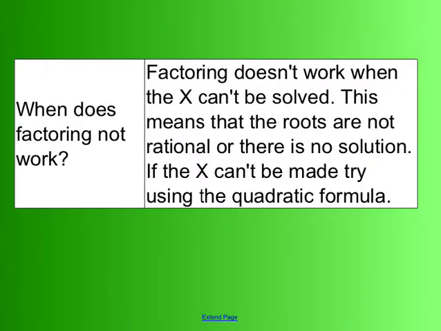So last but not least, let's just kind of sum up. So factoring doesn't work when the x can't be solved. So that means that the roots are irrational, or there's no solution. So there's two things that could happen. Either way, we have to try and use the quadratic formula. So that's the biggest thing I want you to take out of this: if the zero product property doesn't work, you have to try the quadratic formula. It might not work, but you still have to try it.